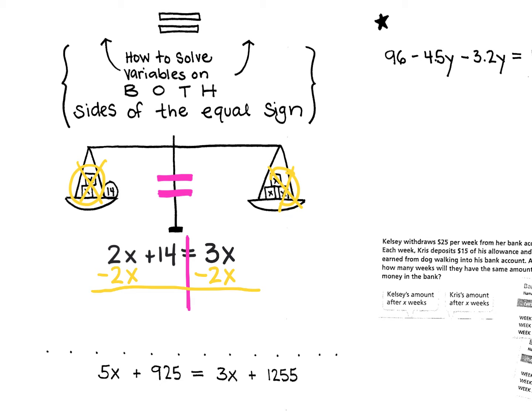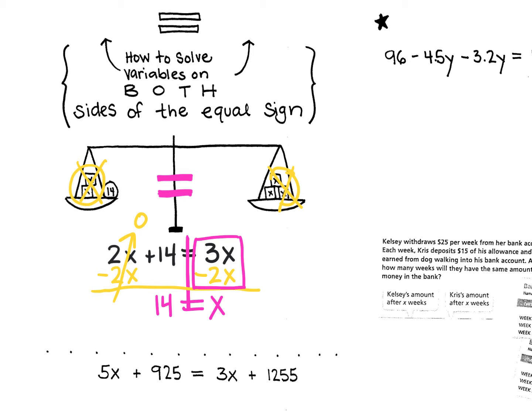Why we did that is because 2x minus 2x is 0, and all we are left with here on the left-hand side is that 14. I still have my equal sign, and now right here, 3 x's minus 2 x's is 1x, and we've essentially solved the equation.